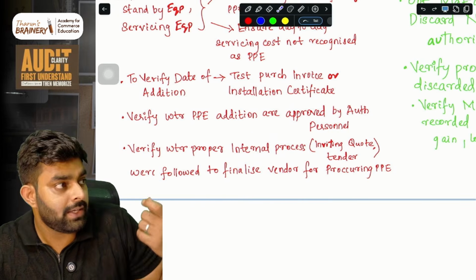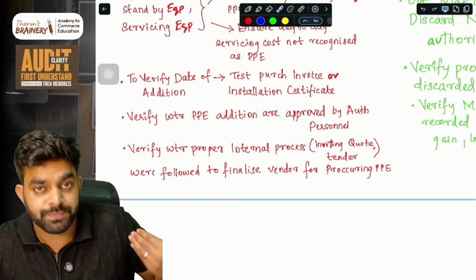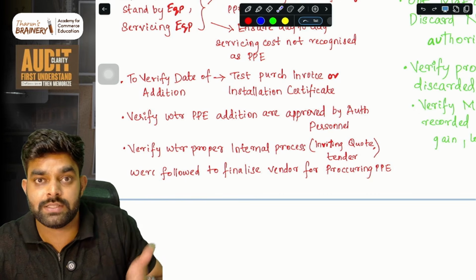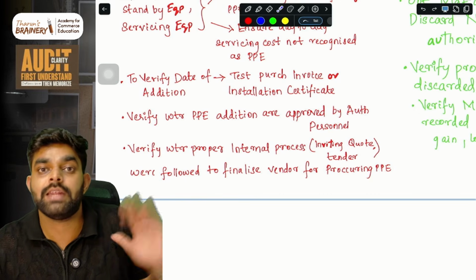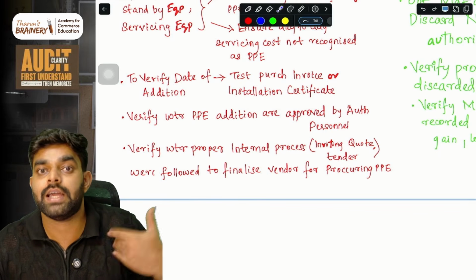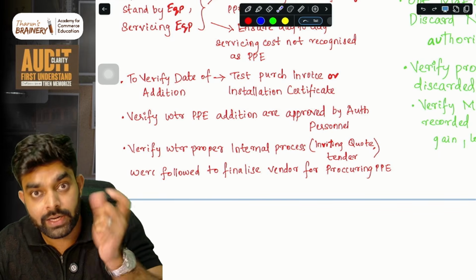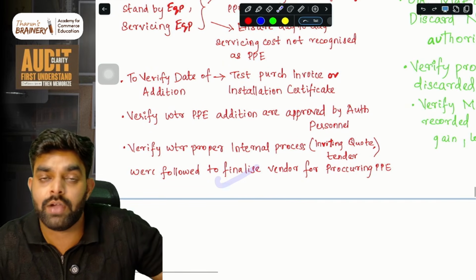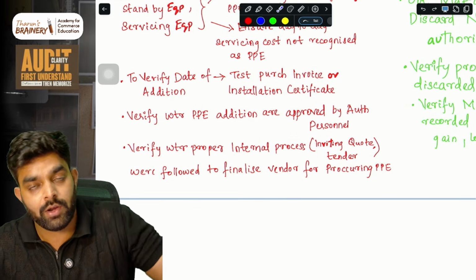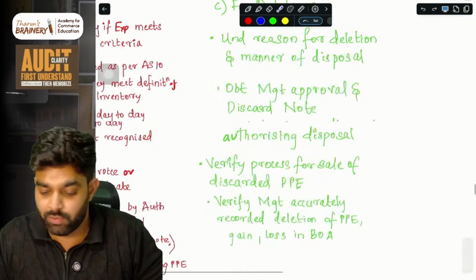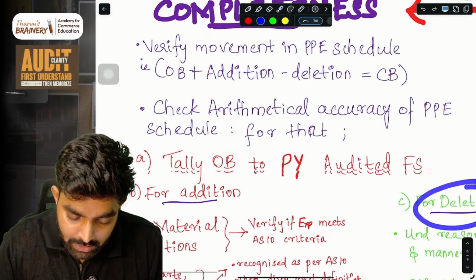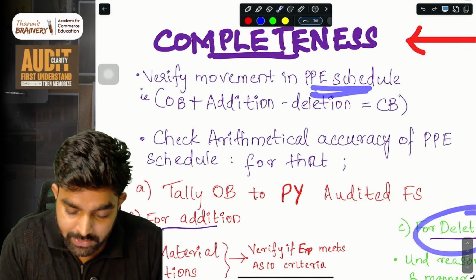Because in some companies, imagine I'm the management, I have a friend who is running a machinery shop, so I'll buy the machinery from him. Even though it is at a high price, I'll buy it from him because he's my friend, or sometimes I'll get a commission. To avoid that, the auditor has to check whether management has properly invited all the tenders and quotes, and only taken the lowest price or the best quality. Then for deletion, here in the PPE schedule, first we need to check the movement in that.